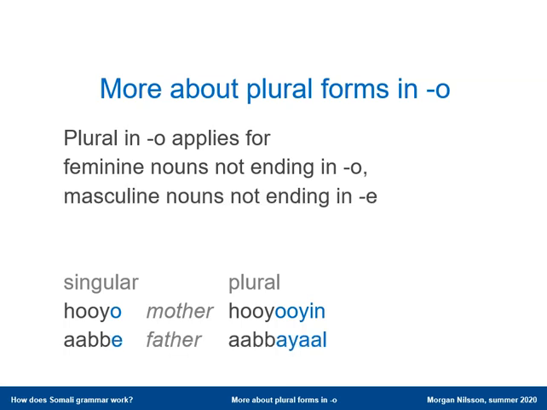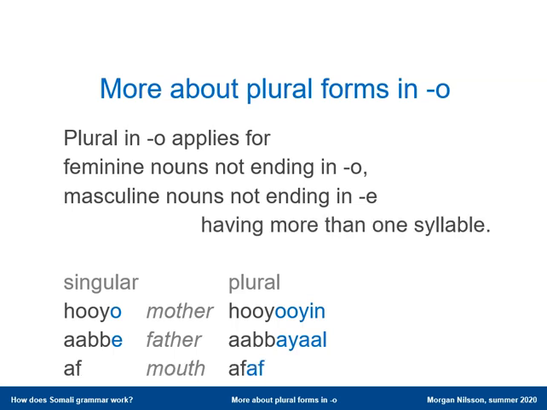Another type are masculine nouns that end in e. They do not take the plural ending o. Instead, they take the plural ending yal. So we have abe, abayal.